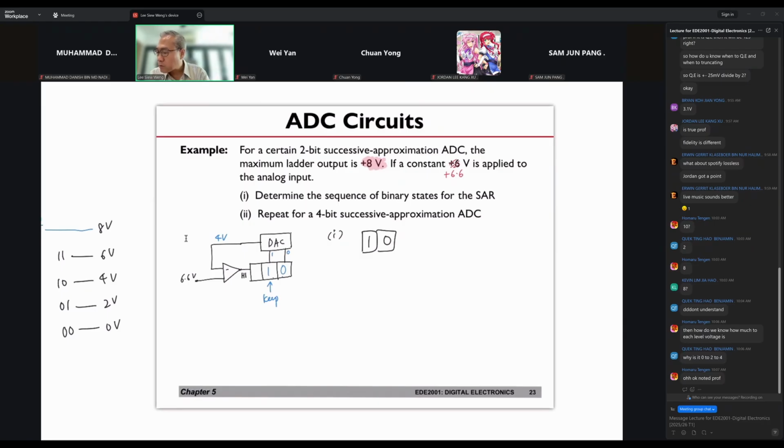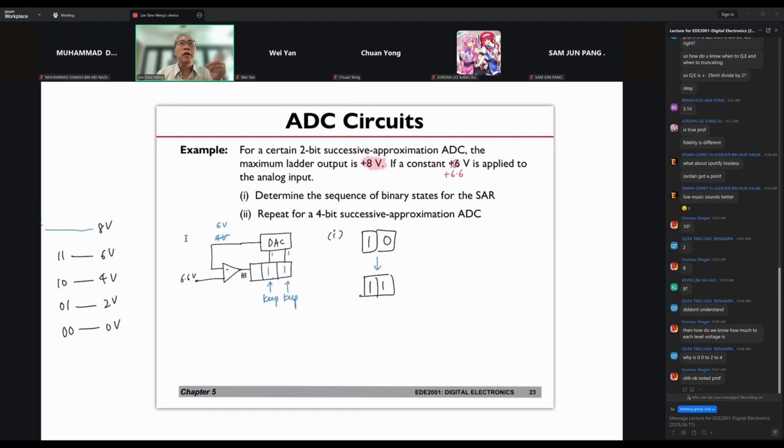You're going to change it to 1. Okay, and if it's 1 1, the voltage here will be 6 volt. It is still a high because your input is still higher than 6 volts. So you keep as well. So your sequence will be 1 0 followed by 1 1. That's all. So these are the sequence of binary states in the SAR.